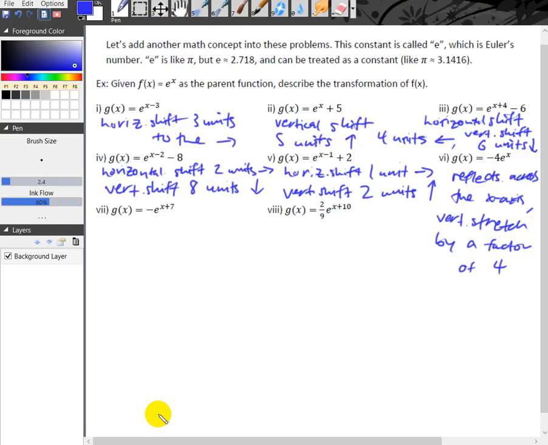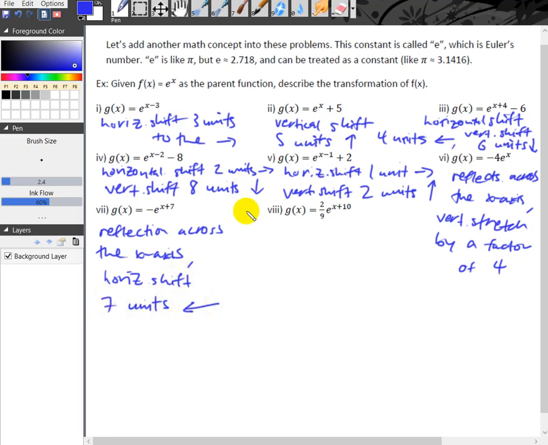Let's go ahead and look at VII here. So this one would be reflection. So reflection across the x-axis, and then the +7 would indicate a horizontal shift, 7 units to the left.